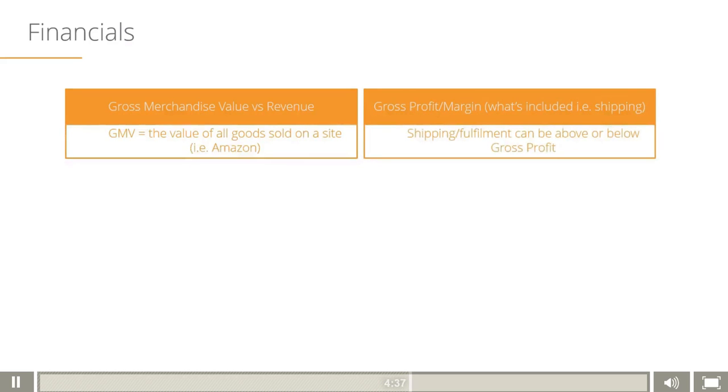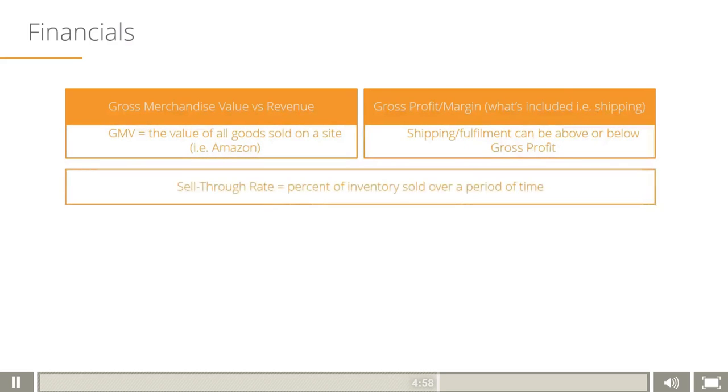Gross profit or gross margin is like any other business. However, in e-commerce, there is some difference with shipping or fulfillment. Some companies include it in their cost of goods sold. Other companies do not include it in cost of goods sold. It's not really too important one way or the other. The only thing that's important is that you understand whether or not it's included. The sell-through rate is the percentage of inventory sold over a period of time, in our case a year.